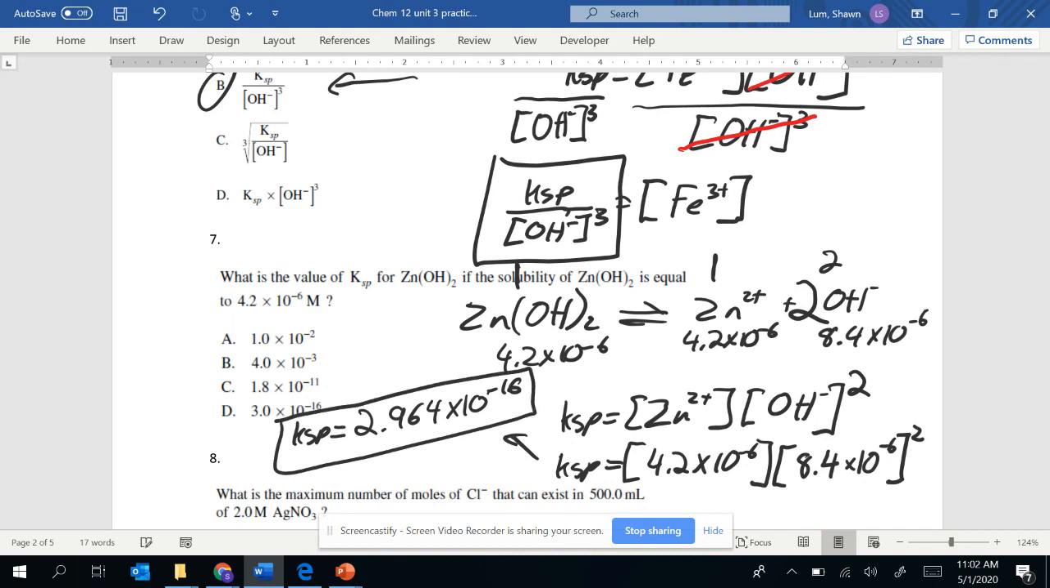Now, obviously, we don't see that answer in the choices, and that's because they rounded it. So this would round to 2 sig figs because this is 2 sig figs. So this would be 3.0 times 10 to the minus 16. That's my answer.